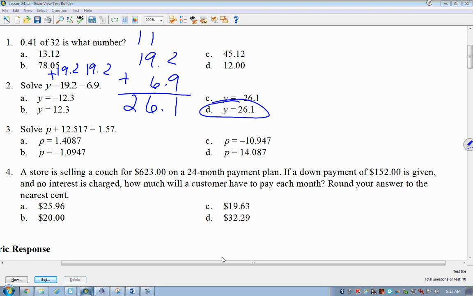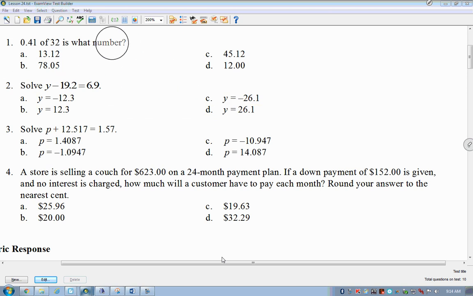You see that all of these other answers are up here. Negative 12.3, 12.3, negative 26.1. All of those are there because people who make common mistakes will get each of those three answers. Okay? So don't think that we can't make mistakes. We can, and those answers will show up.